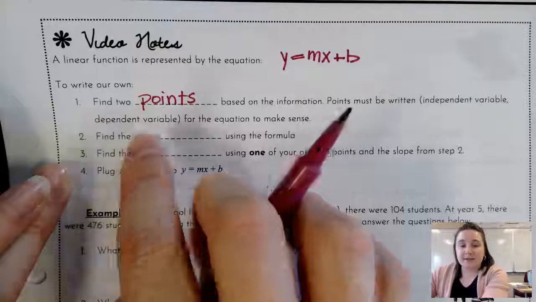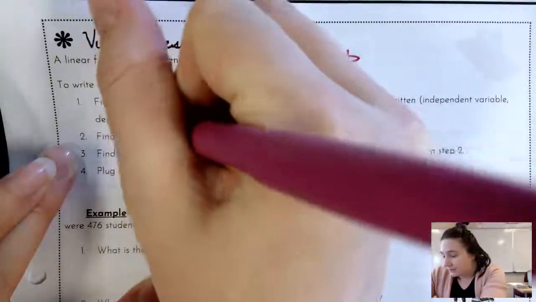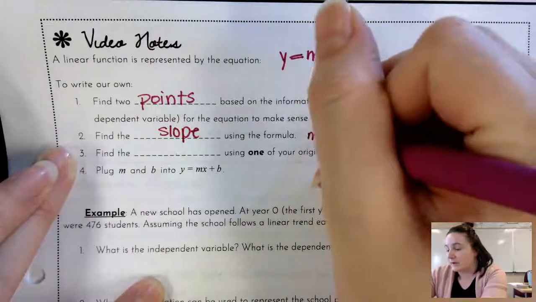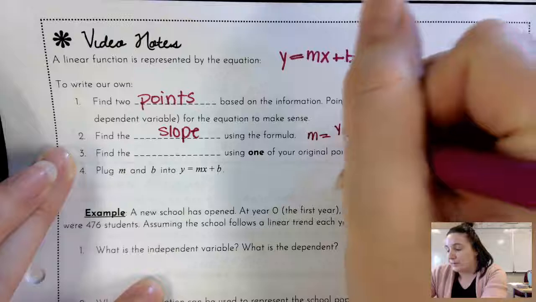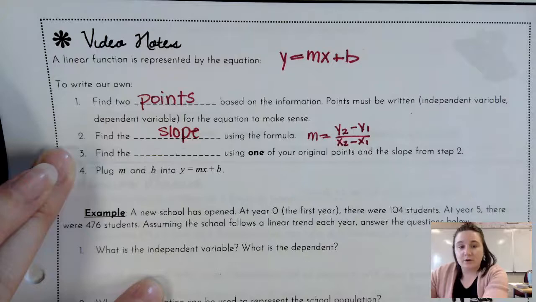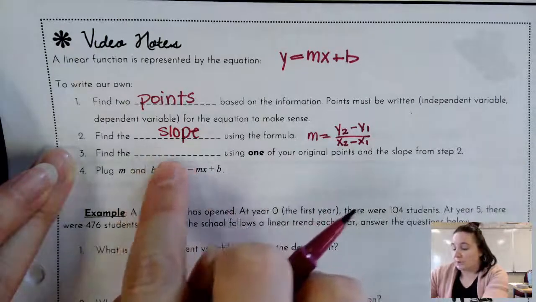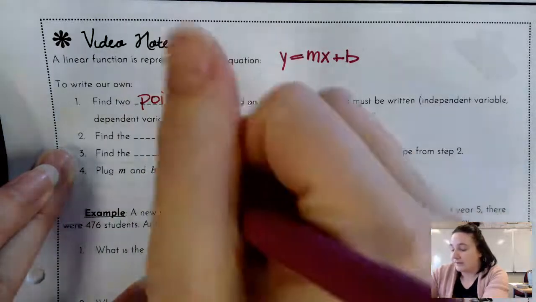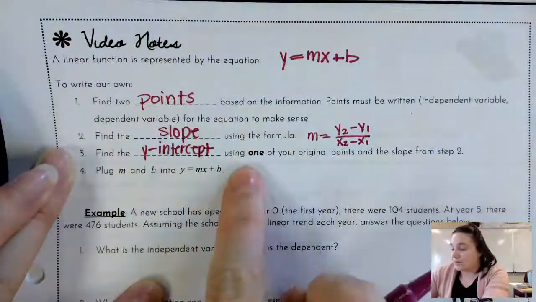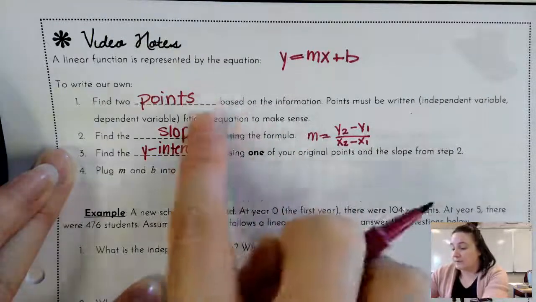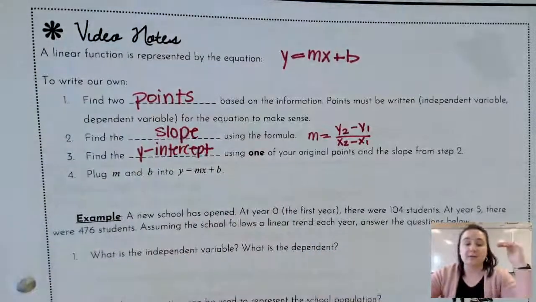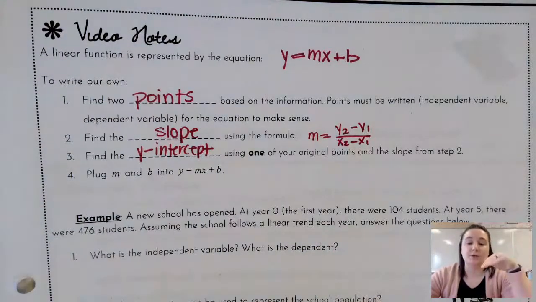Our second step is then going to be to find the slope using the slope formula. And if you want to write the slope formula off to the side to remember it, you can. Then once we have our slope, we're going to find the y-intercept using one of our original points, one of those points that we found, and the slope that we find in step 2. So you have to do this in this specific order because you need the slope in order to do the next part.